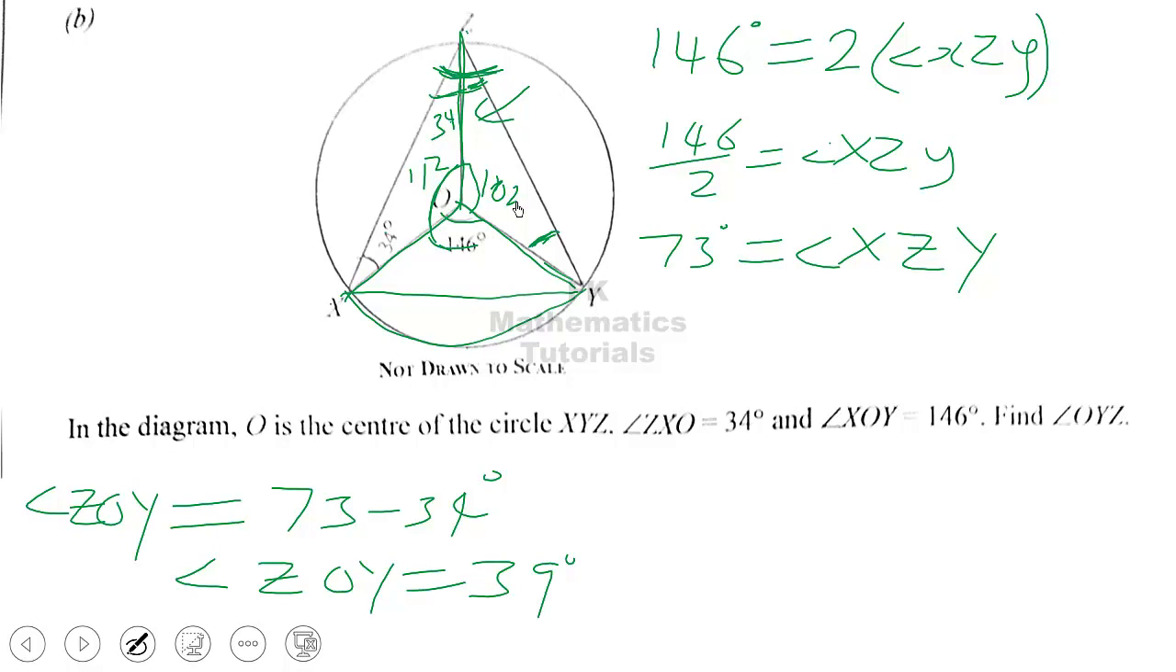So you subtract 102 from 180 because this angle and this angle should be equal to 180. So 180 minus 102 will be equal to 78. So divide 78 by 2, and that will give you 39 for this angle.